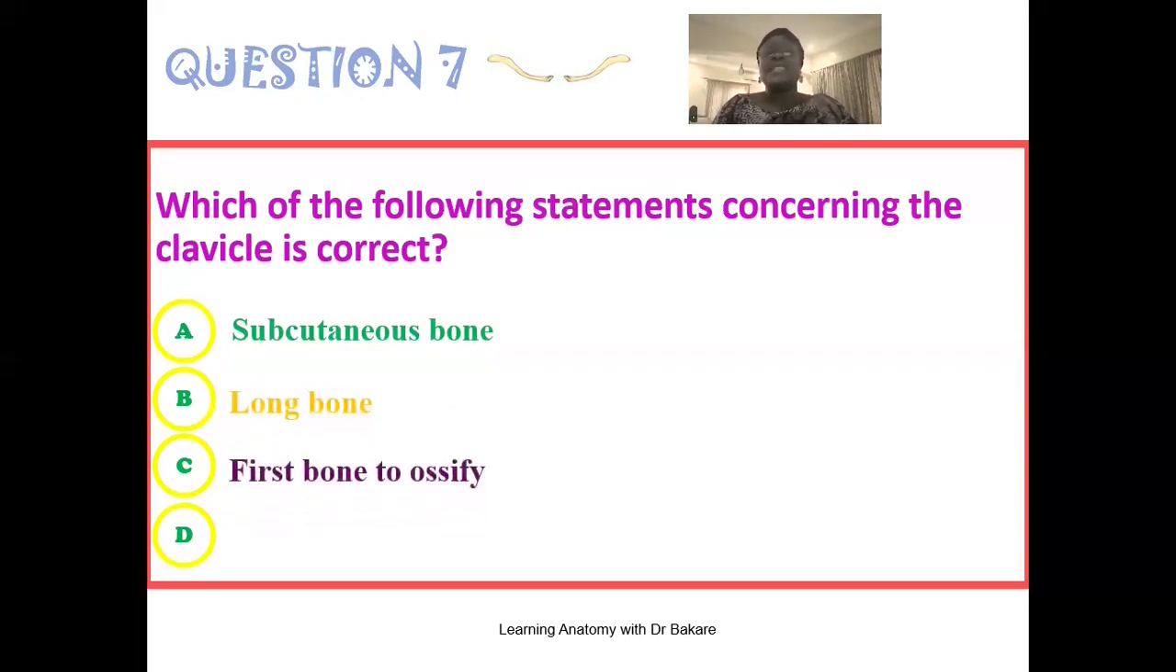Is it the fact that it's the first bone to ossify, or all are correct? The correct answer here is all are correct. All the above listed options are correct about the clavicle. Hence, this is the correct answer.